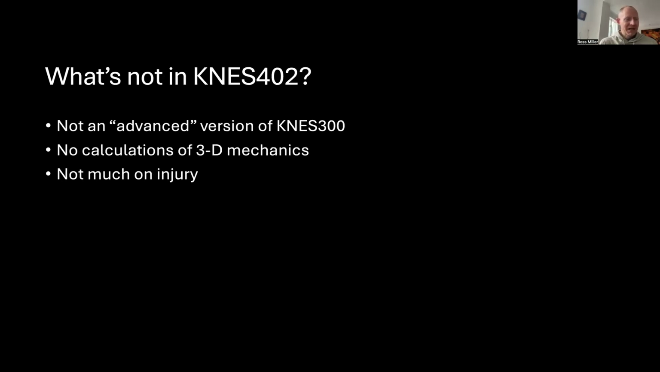Okay, a little bit more about managing expectations here. What do we actually do and what do we not do in this class? This is not an advanced version of KNES 300. The technical content of the course, like the calculations that you do on the homeworks, is I would say similar to the content of the calculations involved in the lab exercises in KNES 300. They're not on a whole other level of complexity than what you see in KNES 300. There's no calculations of the three-dimensional mechanics that we hint at in KNES 300. That's a little bit beyond the scope of what we get into in even a 400 level undergraduate course.